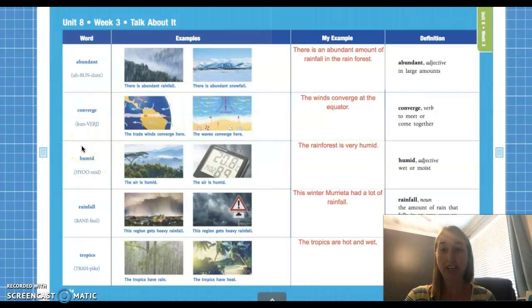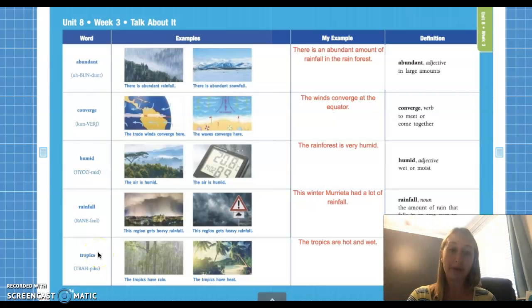Our third vocab word is humid. Humid means really wet and moist. So usually when you go to a place that has lots of humidity, you walk outside and you start to sweat a lot because the air is very wet. Our fourth vocab word is rainfall. So it's just the amount of rainfall that areas receive. The rainforest, remember from our video, receives over 33 feet of rainfall, which is a lot of rainfall.